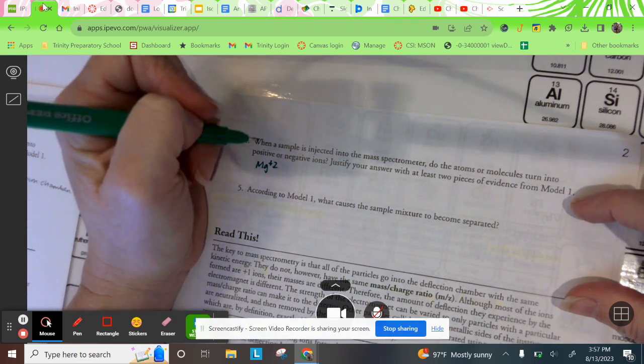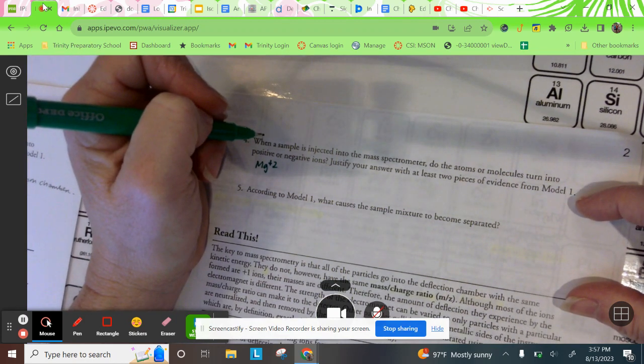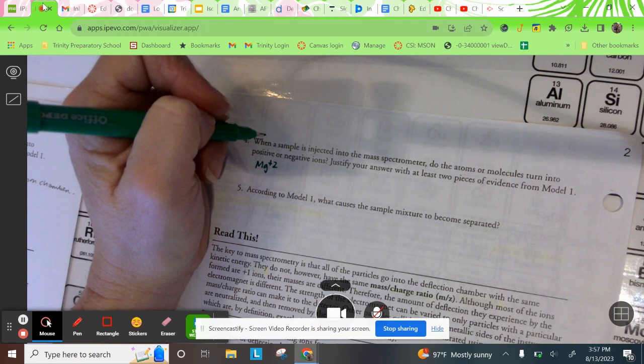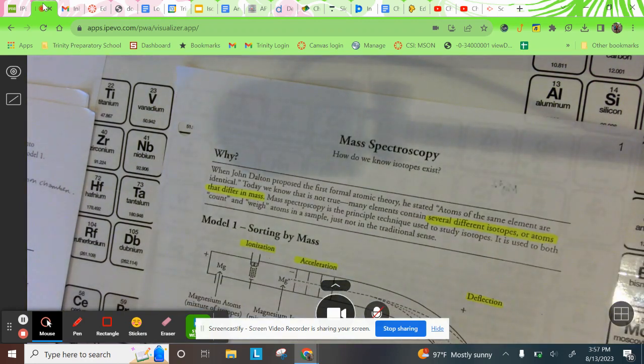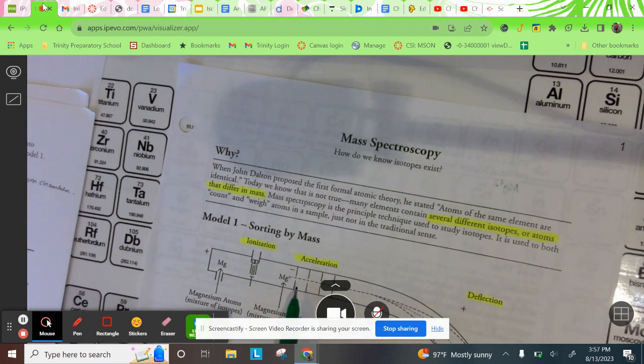And it says justify with at least 2 pieces of evidence. So it shows Mg plus 2 there. And also it shows that particles are attracted. Let's see, where does it have it attracted? It should have it attracted to the negative in the picture.